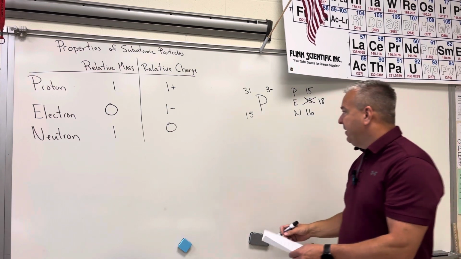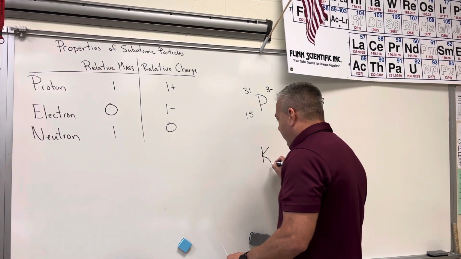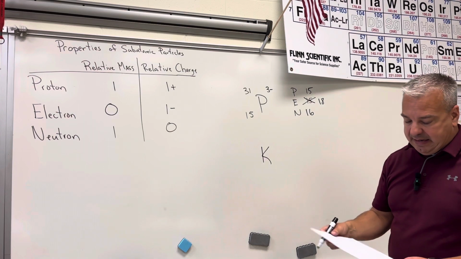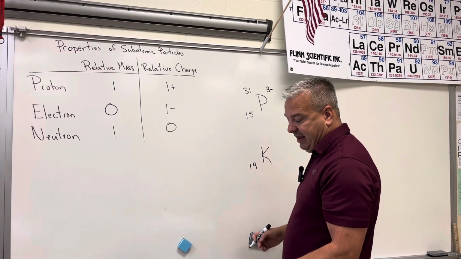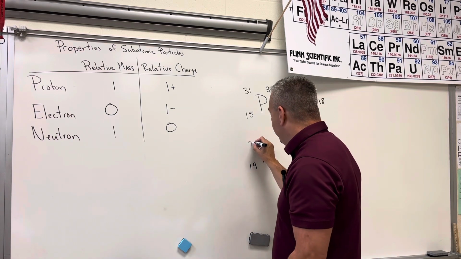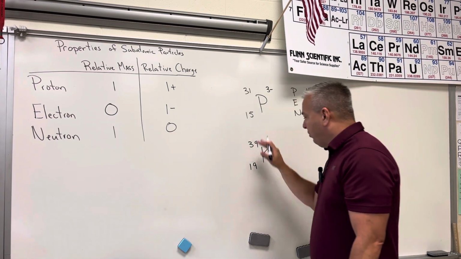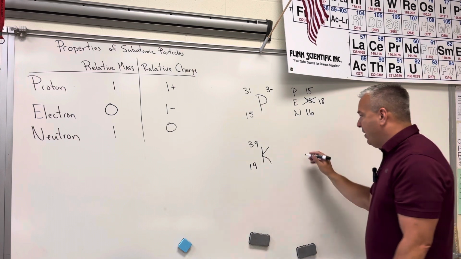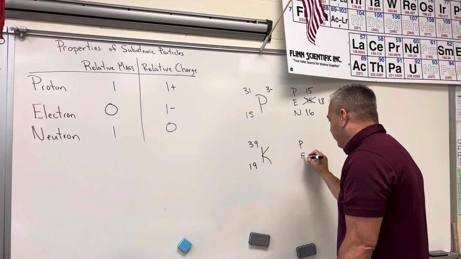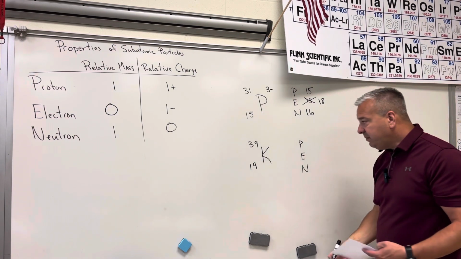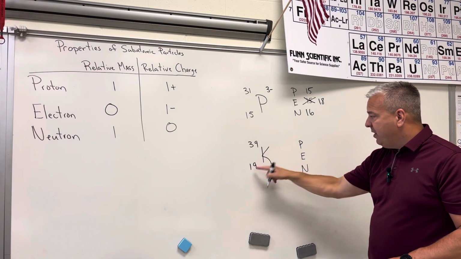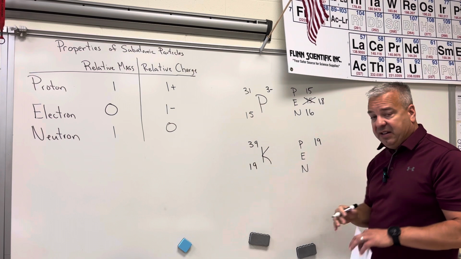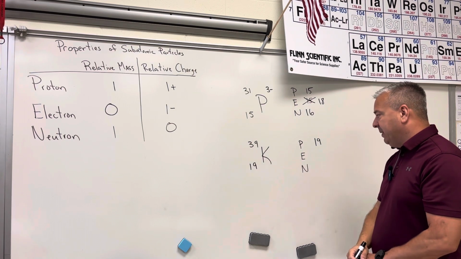Let's say I have something like potassium, and I look at potassium on the periodic table, and I look up its atomic number, and then I round the atomic mass to the nearest whole number, and it comes out to be 39 and 19. Let's go ahead and calculate these protons, electrons, and neutrons. Once again, the protons are going to be based on the atomic number, which is 19, because that's the identity of the element.